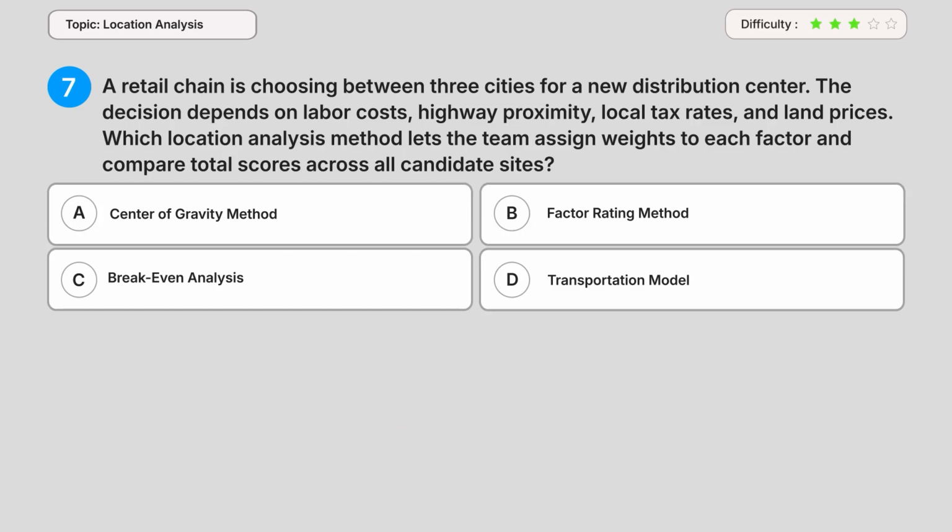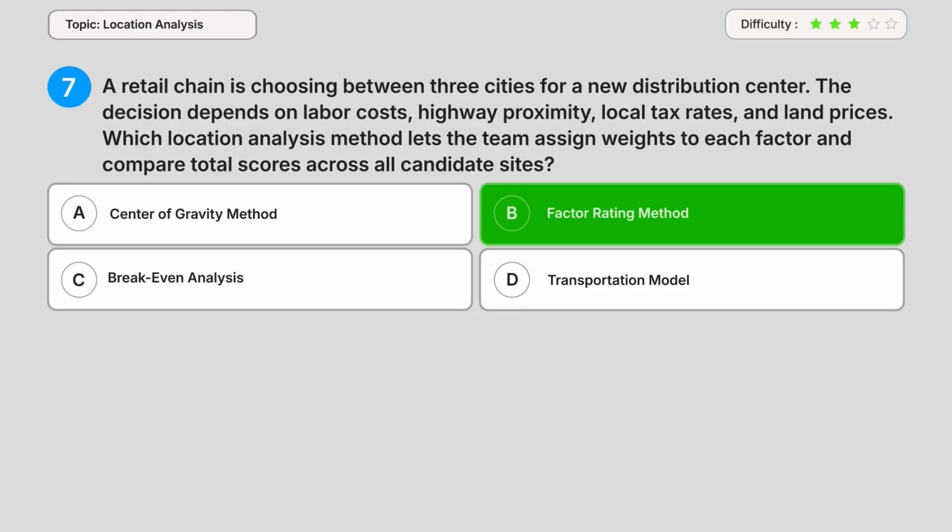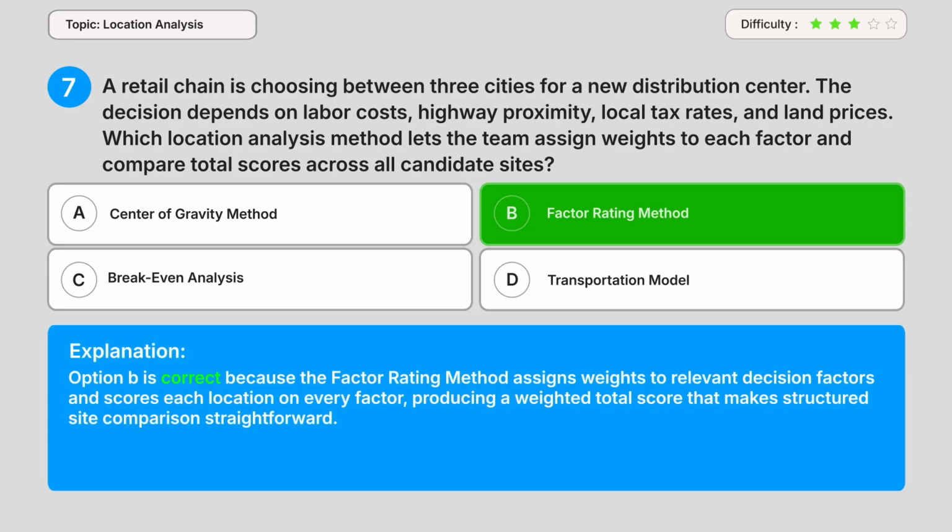Correct answer, B, factor rating method. Explanation: option B is correct because the factor rating method assigns weights to relevant decision factors and scores each location on every factor, producing a weighted total score that makes structured site comparison straightforward.